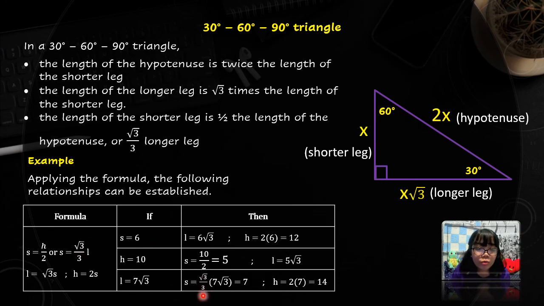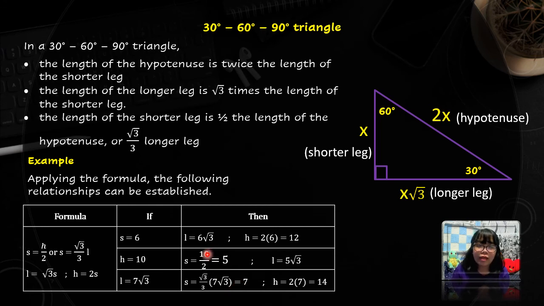So, square root of 3 divided by 3, which is the formula, times the longer leg, which is 7 times square root of 3. Okay, so 7 times square root of 3 times square root of 3. Square root of 3 times square root of 3 is square root of 9. Square root of 9 is equal to 3.